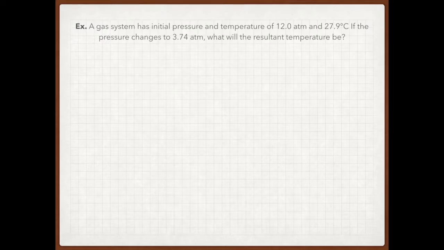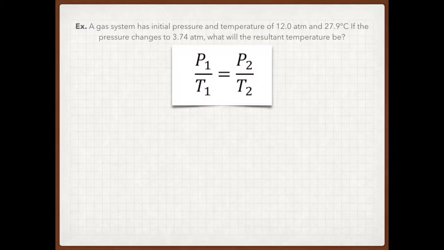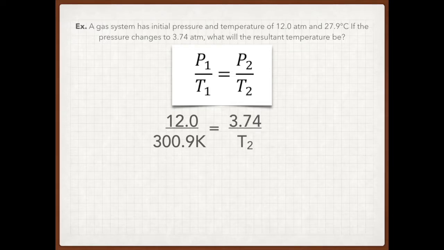It says a gas system has an initial pressure and temperature of 12 atmospheres and 27.9 degrees Celsius. If the pressure changes to 3.74 atmospheres, what is the resultant temperature? All right, so my pressure is 12 atmospheres, so I'm going to plug in 12 atmospheres. My temperature is 27.9 degrees Celsius. I've got to add 273 to that to get that into Kelvin, so it's going to be 300.9 Kelvin. That equals 3.74 atmospheres over my T2.